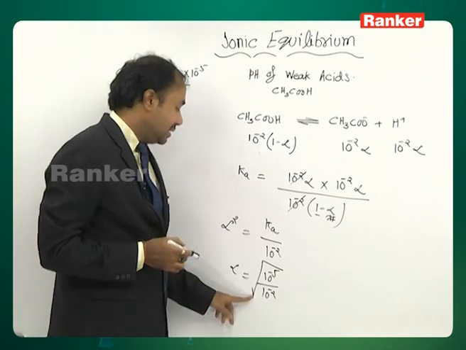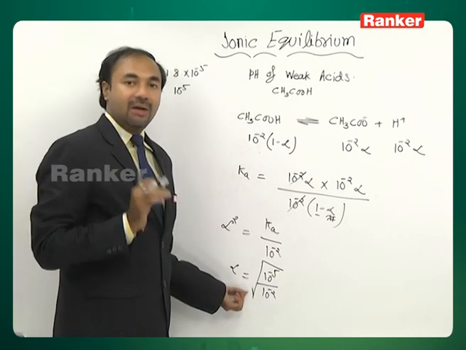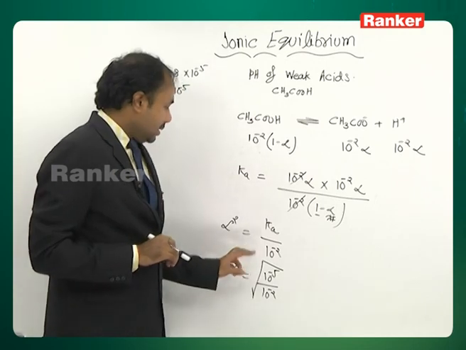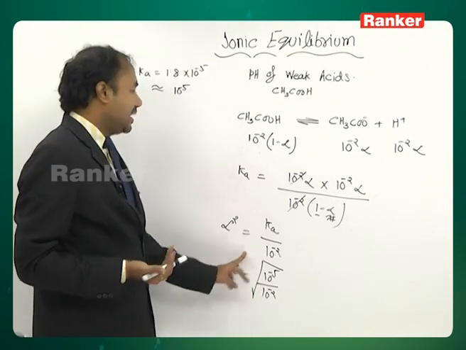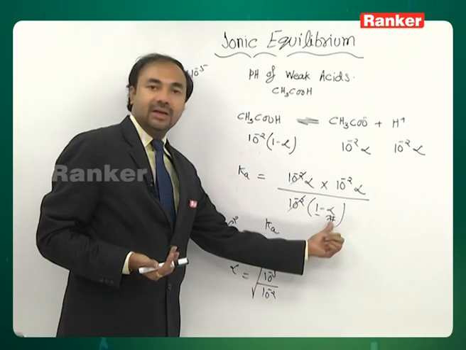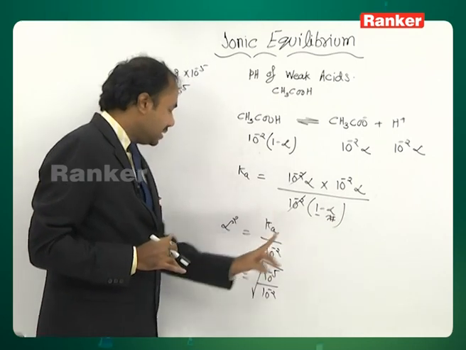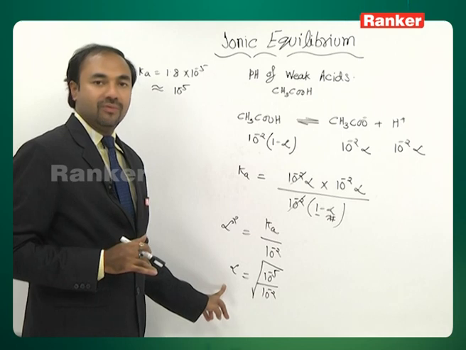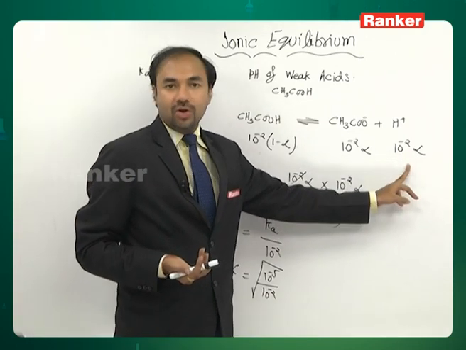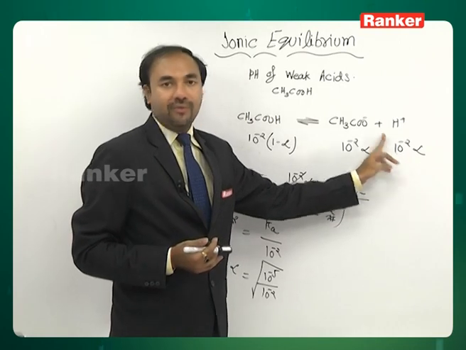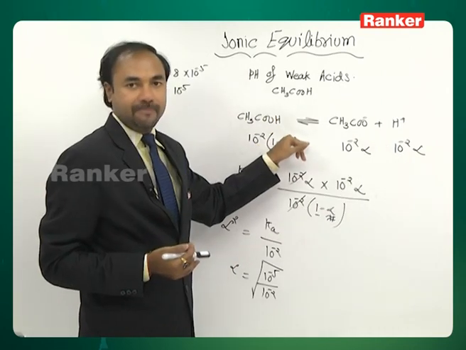You can check from here that the value of alpha will come out less than 0.1. If it is less than 0.1, as we discussed, then we say our approximation to neglect alpha here is valid, and we simply multiply this value with C, we get C alpha, take minus log, and we get the pH of the 10 to the minus 2 molar acetic acid solution.